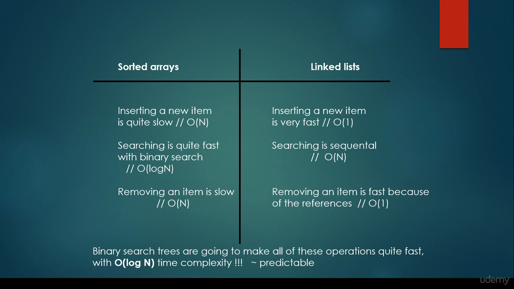And what's very important is that the binary search tree is going to be predictable. We know that, okay, logarithmic complexity for all the operations. It doesn't matter whether the user is going to search more, or insert at the beginning of the list or the end of the list. The operation is going to take O(log n) time complexity.